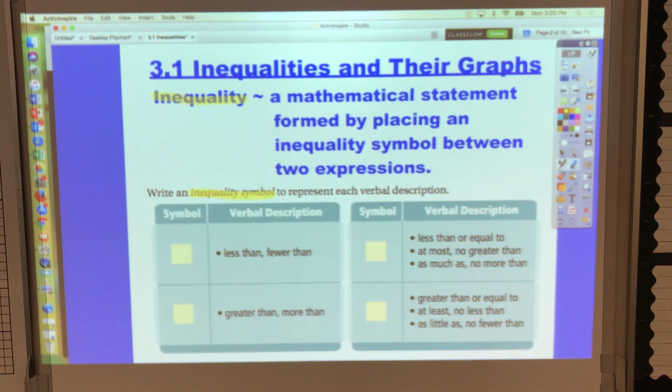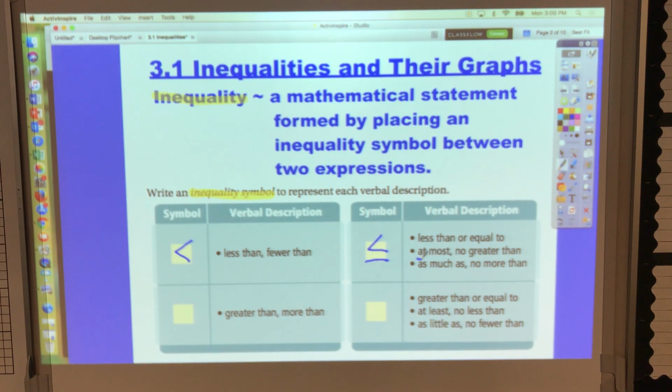The first one is your less than symbol. Less than means the number on the left has to be smaller than or less than the number on the right. Another way you might hear it described is fewer than. To go along with that, we have less than or equal to, which starts out the same way with that less than symbol, but underneath it, it has one line representing equal to, meaning it could also be that number.